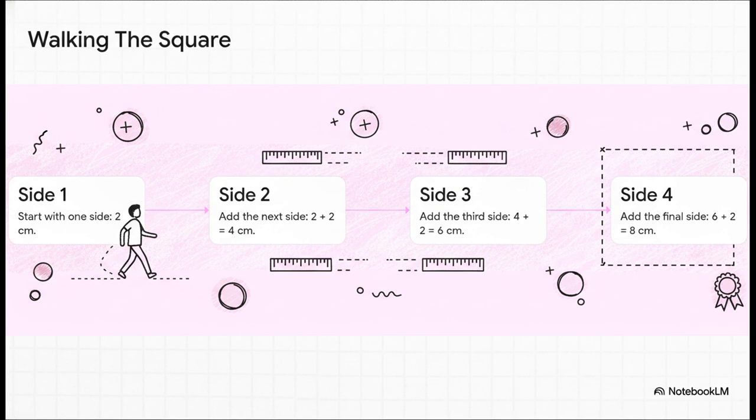Okay, let's take that walk we were talking about. We start with the first side, that's 2 centimeters. We add the second side, now we're at 4. Add the third, that gets us to 6. And when we add that final side, we're back home with a grand total of 8 centimeters.